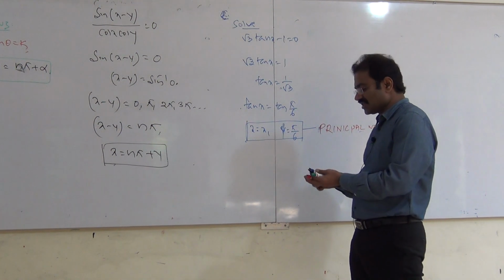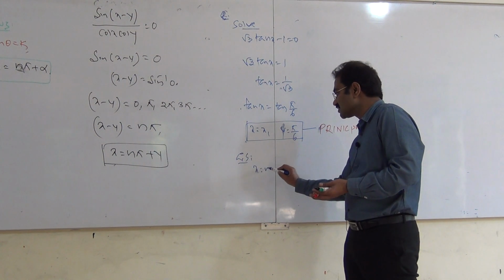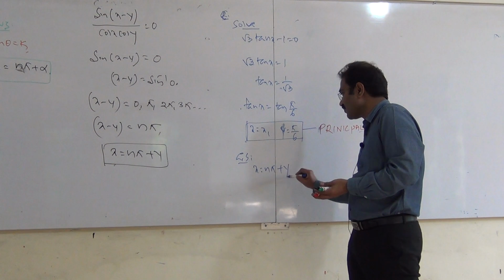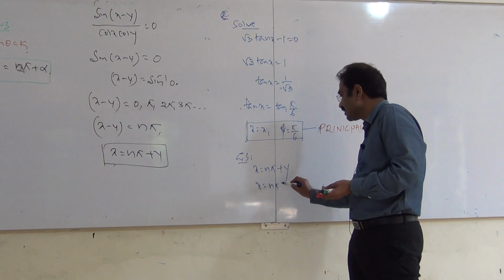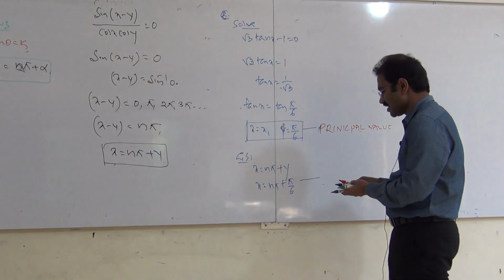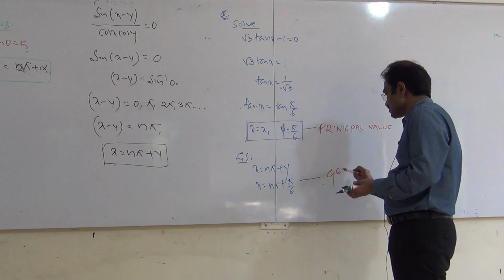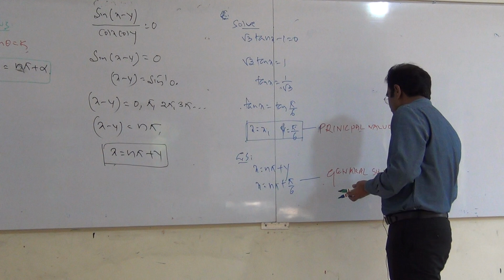And what is the general solution? The general solution is x is equal to n pi plus y, x is x, n pi plus y, pi by 6. This is known as the general solution.